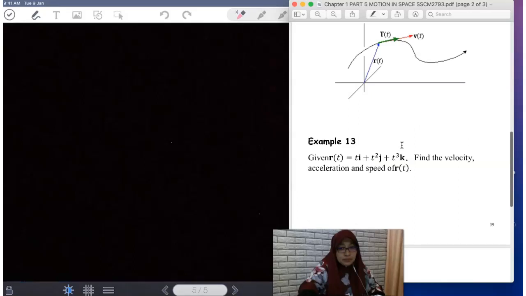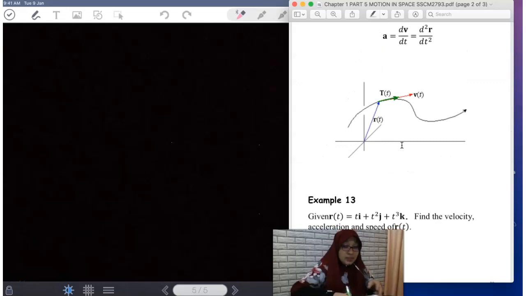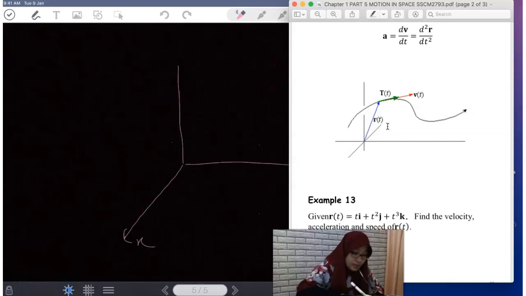Okay, now I want to explain the graphical meaning, the physical meaning of the velocity vector and r. So we are talking about motion in space. Space means 3D. You have x, you have y, you have z. So you have the particle moving.